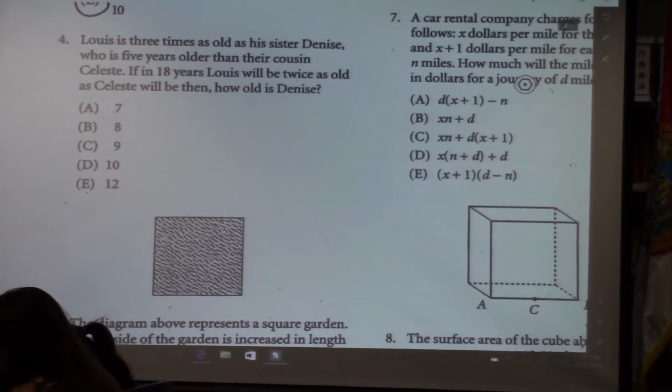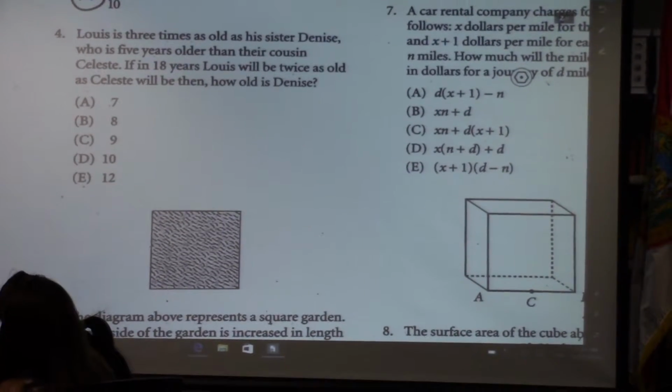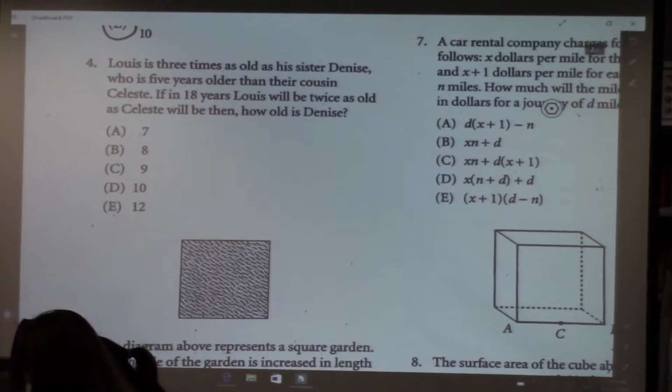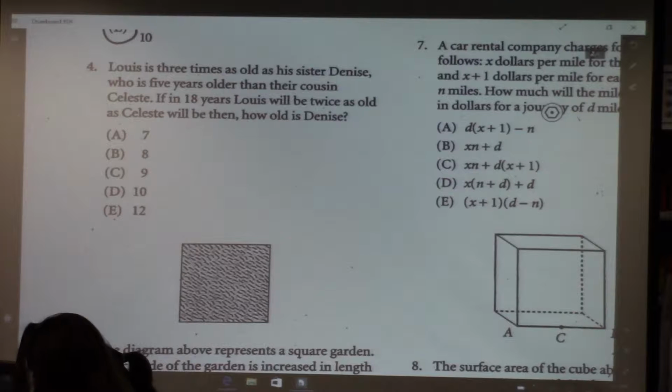Okay, let's go with Noah. Lewis is 3 times as old as his sister Denise, who is 5 years older than their cousin Celeste. If in 18 years Lewis will be twice as old as Celeste, how old is Denise?